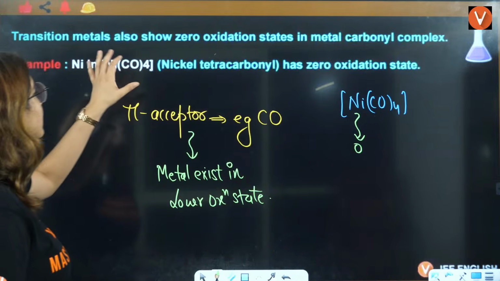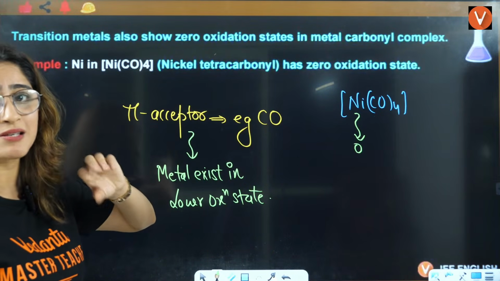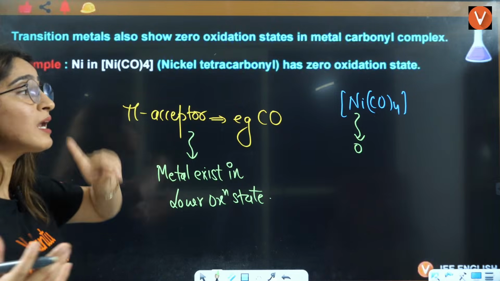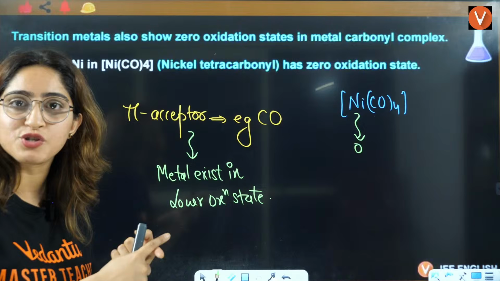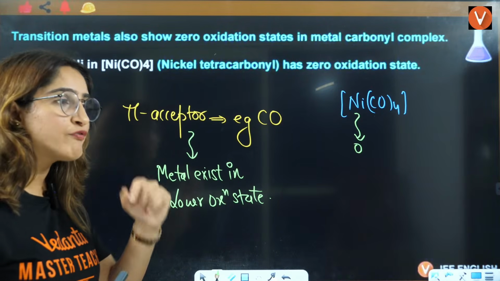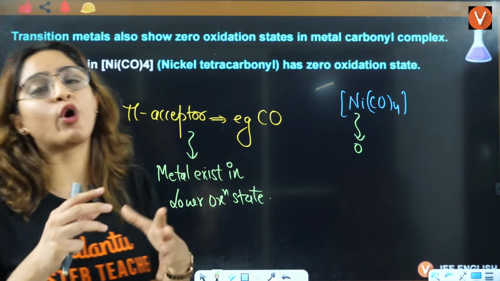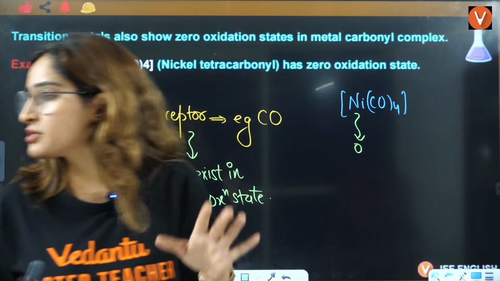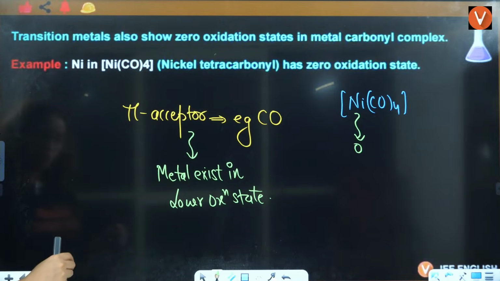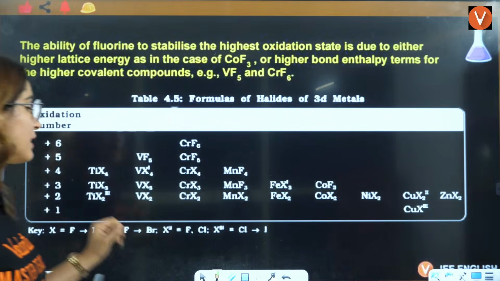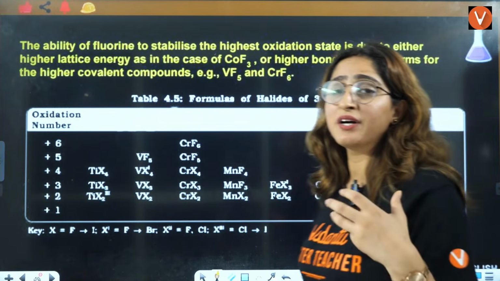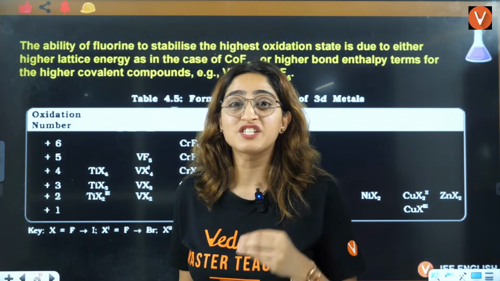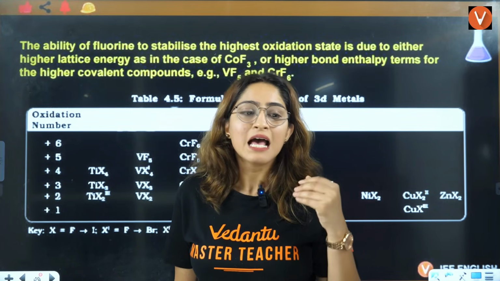Usually, as they go down the group, they want to exist in a higher oxidation state, right? But if you have a pi acceptor ligand, they want to exist in the lowest oxidation state possible, right? Okay. Now, another concept is that whenever they are justifying the variable oxidation states, they are justified.